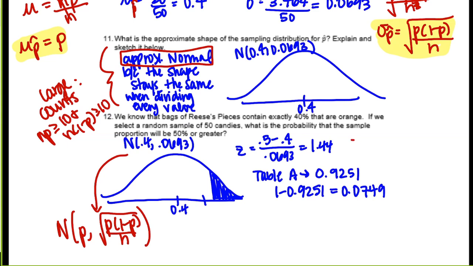Here's our z-score. If we want to put that in a formula, we did our proportion from the sample minus our population proportion over the standard deviation. So it's value minus mean over standard deviation, and the value here would be your 50% or greater. 0.4 was the mean, which was p, and the standard deviation was the square root of p(1 minus p) over n. We use Table A to get the answer.